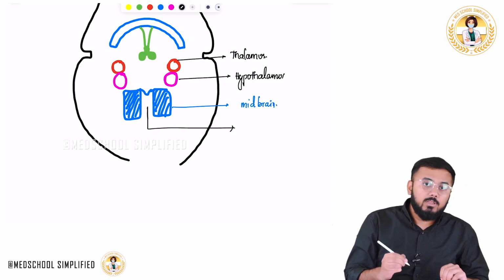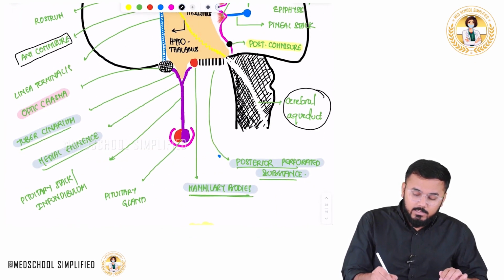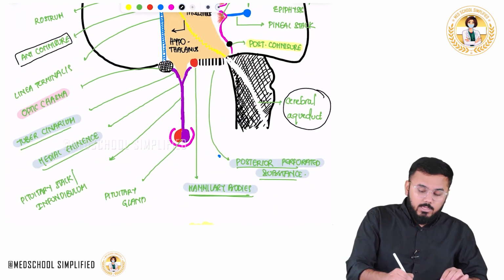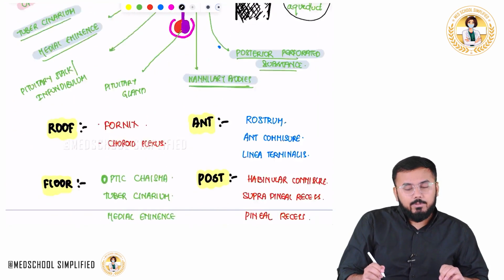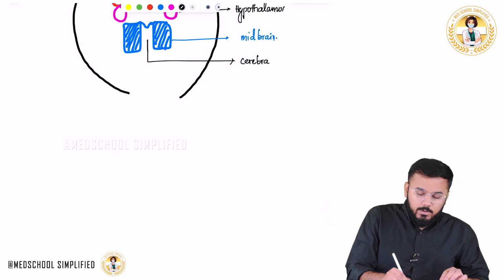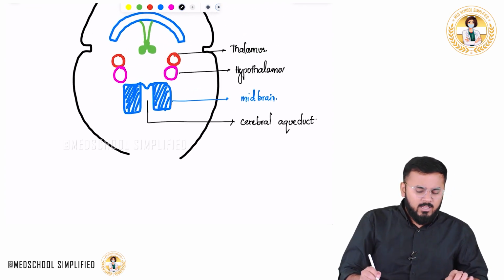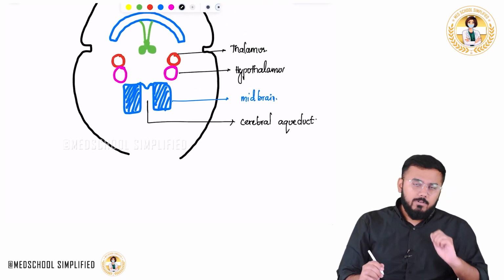This gap in between the midbrain is nothing but the aqueduct of Sylvius, the cerebral aqueduct. This is the duct which I have told you about. You see, there is a gap in the midbrain and this gap is called the cerebral aqueduct. Okay. Now, where is the third ventricle?